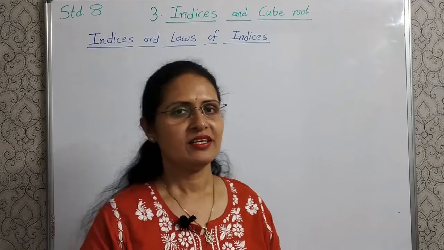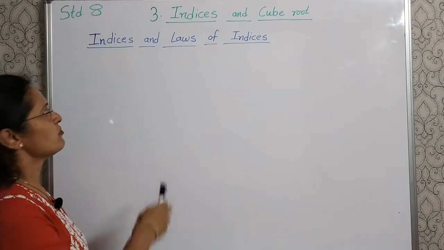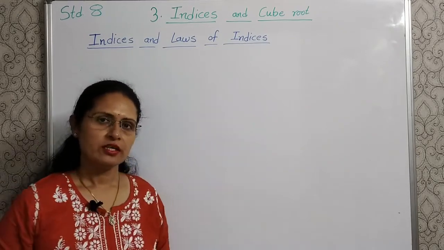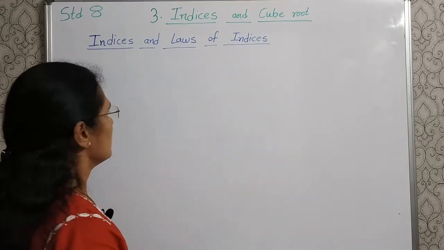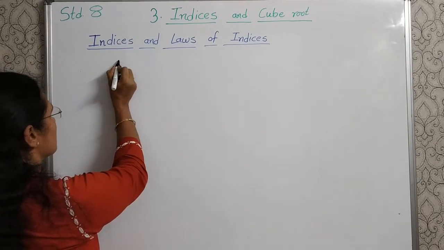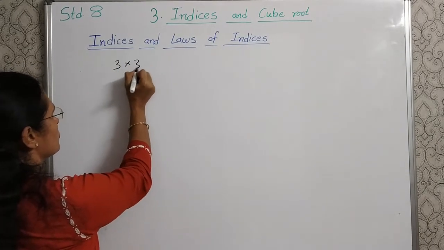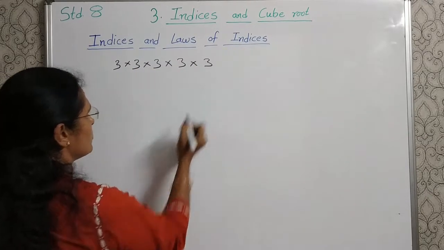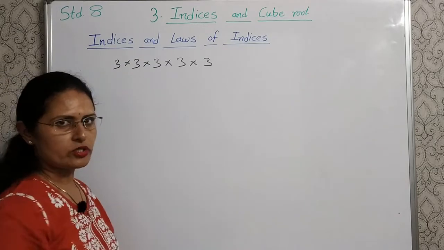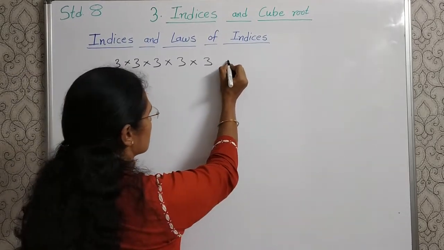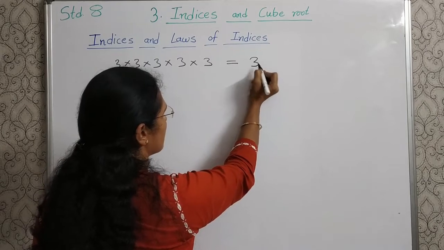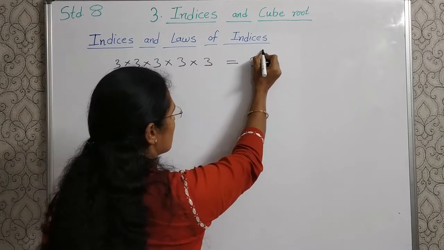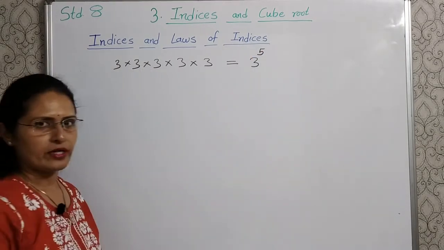I am Nilima Patil. In this video, you will revise about indices and laws of indices which you have studied in earlier standards. First see, if I write 3 into 3 into 3 into 3 into 3. Now this is a product form. This can be written as 3 raised to the power. Now I wrote here 5 times 3. So 3 raised to the power 5.